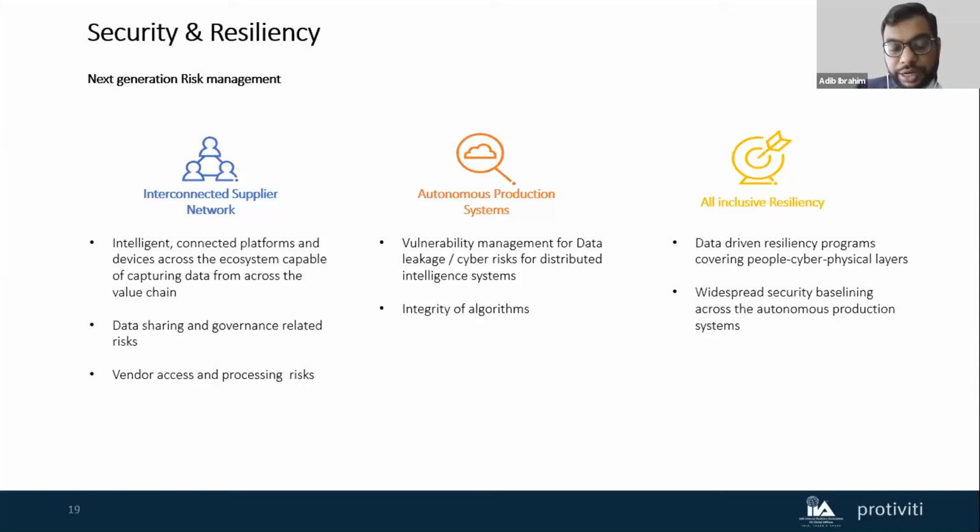So how do you bring in resiliency across the entire cyber-physical human world would become very important. So security and resiliency frameworks would need to change with the advent of AI, and all of us need to start exploring new areas.